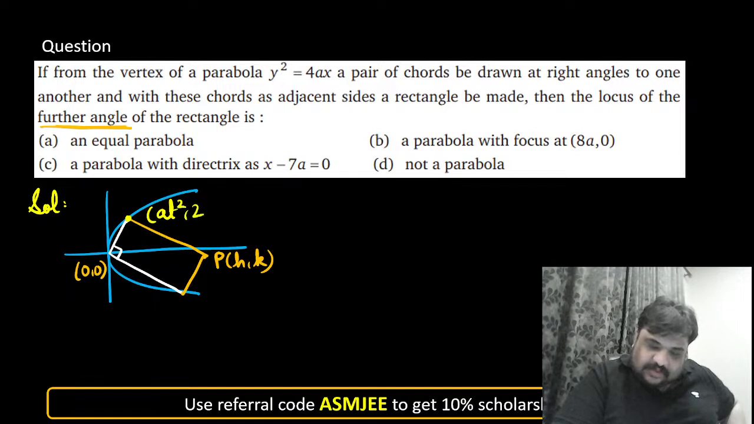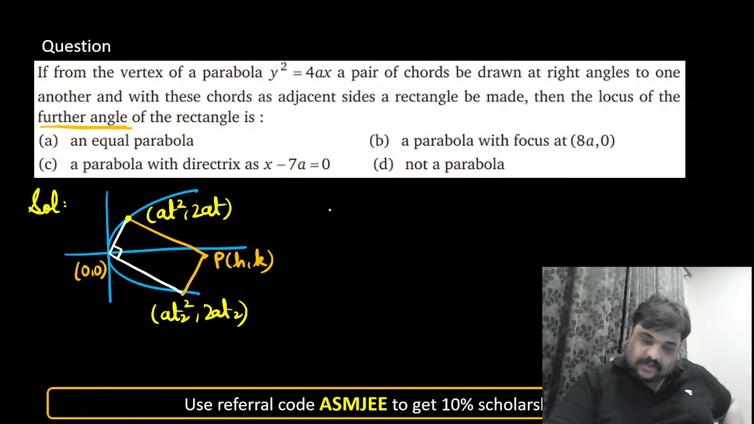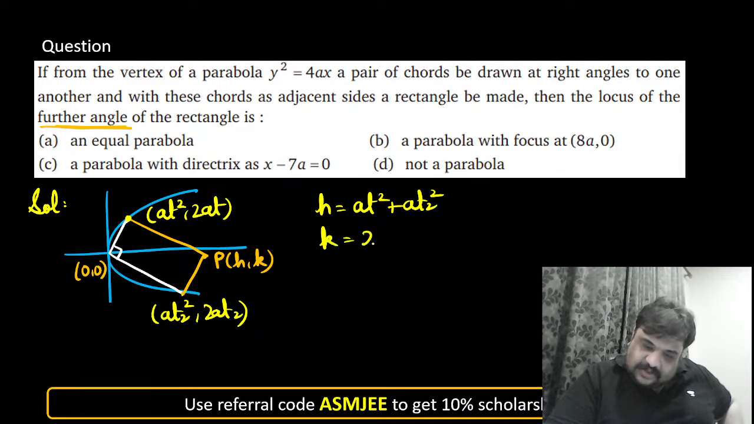at1 square comma 2at1, and this is at2 square comma 2at2. So h will be at1 square plus at2 square, and k will be 2at1 plus 2at2.